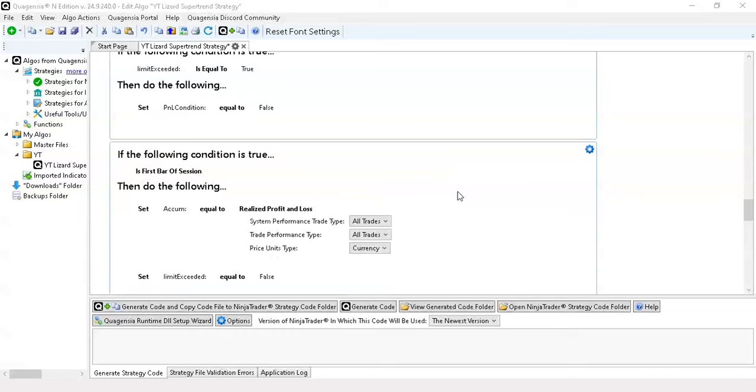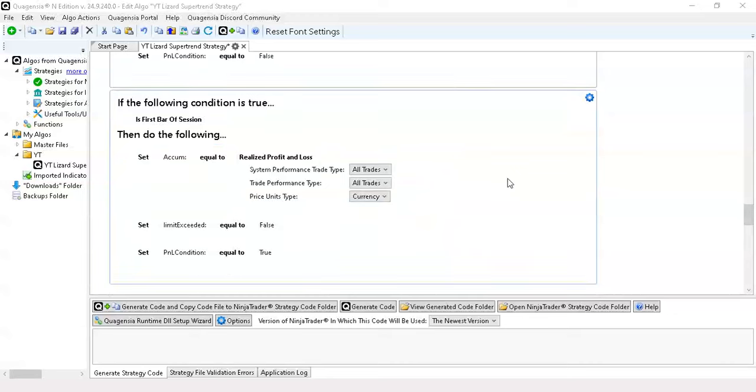But here's the really important part. This part right here. Every morning we have to reset our accumulated, the limit exceeded bool, and the profit and loss condition bool at the start of every session. It's like starting a new day with a clean slate.